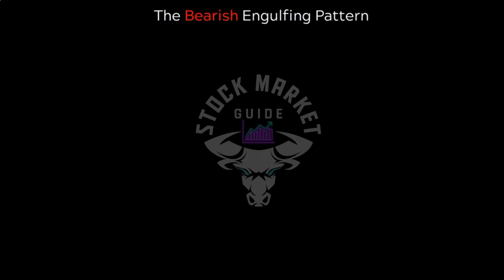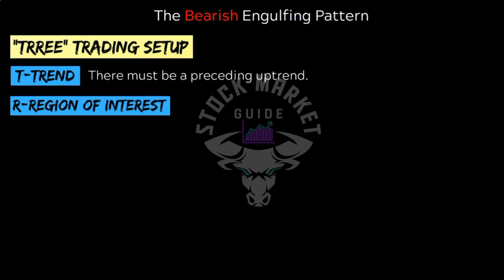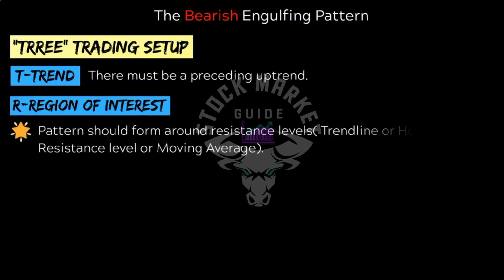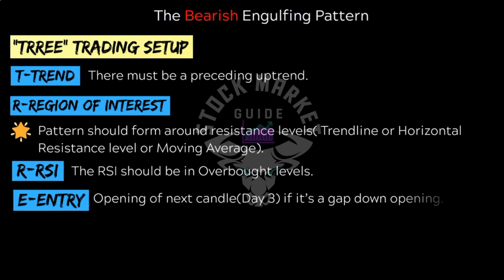Let's understand the trading setup. Now the trend must be up in case of bearish engulfing. Then next is the region of interest. Now since this is a bearish reversal pattern, this should form around resistance levels. Now this can be a trend line or horizontal resistance level or even a moving average. Now the RSI should be in overbought levels.